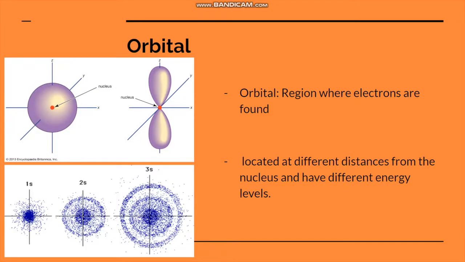Let's start with orbital. According to the current theory about the structure of atoms, electrons are found around the nucleus in regions called orbitals. Orbitals show the potential place of an electron. They are located at different distances from the nucleus and have different energy levels. So they have different shapes as you can see in the first picture.